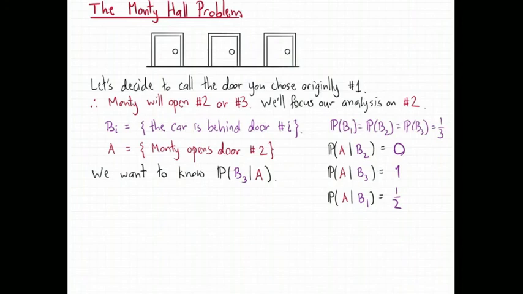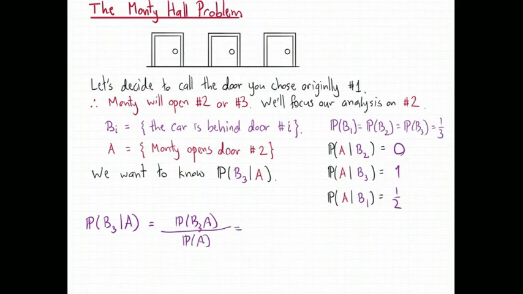Well, now we're set up to do Bayes' rule. What we're interested in is the probability that the car is behind door number 3, given that Monty opens door number 2. Because that will tell us whether we should switch. If that number comes out to be more than 1/2, then we should switch. If it's less than 1/2, we should stay, and if it's equal to 1/2, then it doesn't matter. So let's use Bayes' rule. This is the probability of the intersection of B3 and A divided by the probability of A.